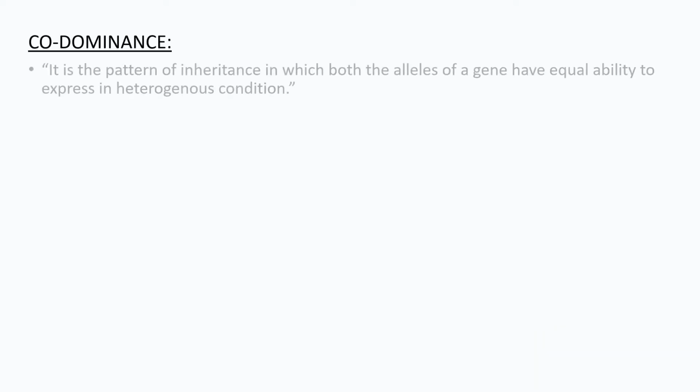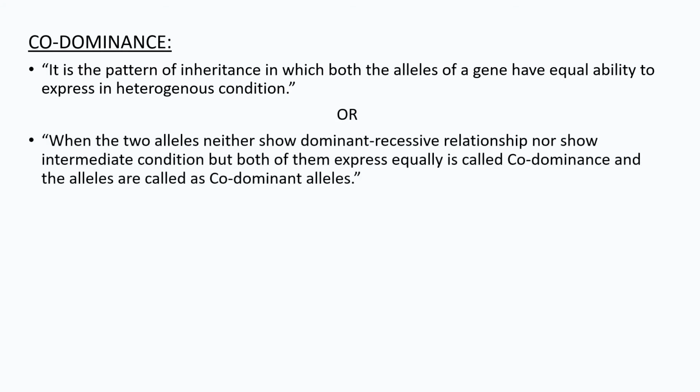As the definition says, codominance is the pattern of inheritance in which both the alleles of a gene have equal ability to express in heterozygous condition. Or, it can be stated as, when the two alleles neither show dominant recessive relationship, nor show intermediate condition, but both of them express equally, it is called codominance, and the alleles are called codominant alleles.